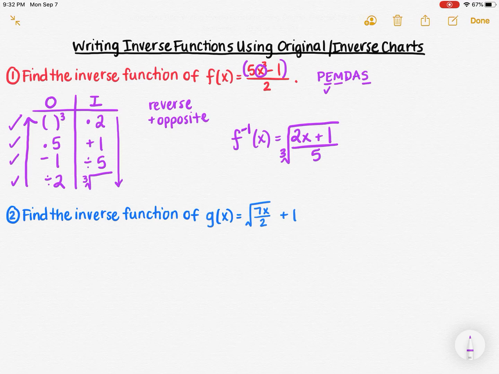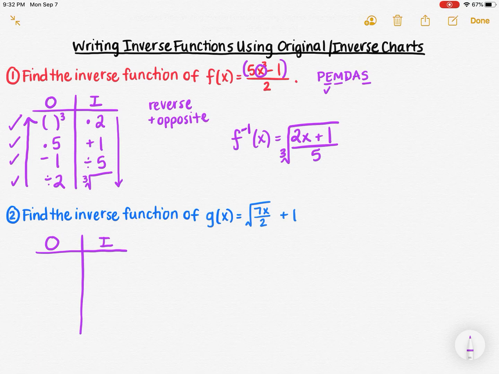All right, so let's try one more example. We're trying to find the inverse function this time of g of x, which is the square root of 7x divided by 2, plus 1. Okay, so once again, I'm going to start by making my OI chart. O stands for original, I stands for inverse, in case you forgot. So first we need to write our original steps.